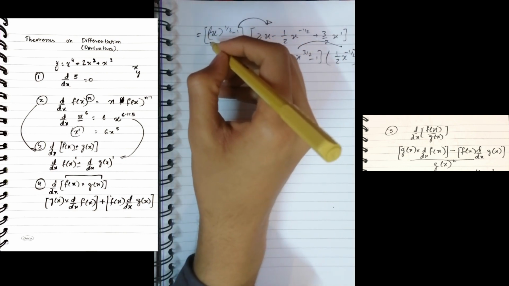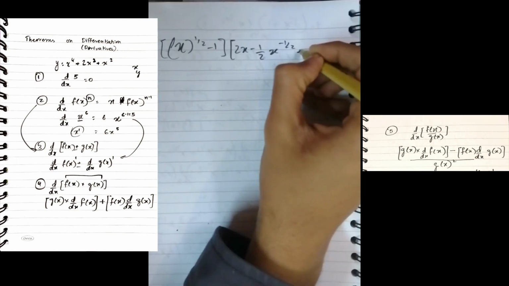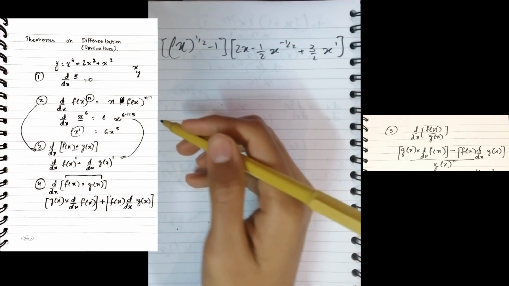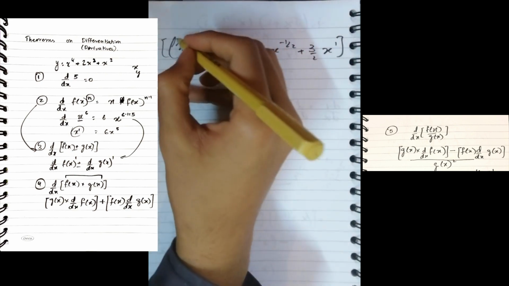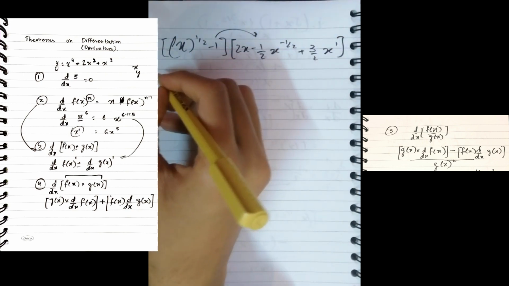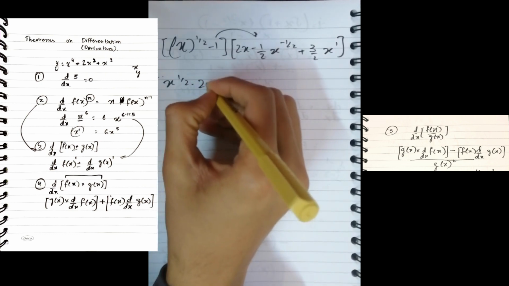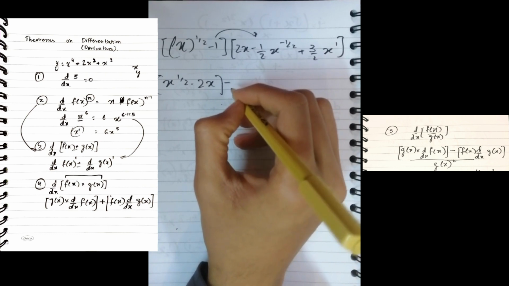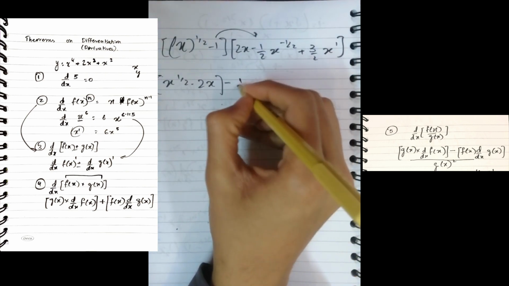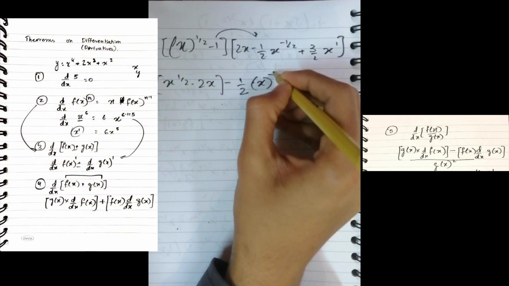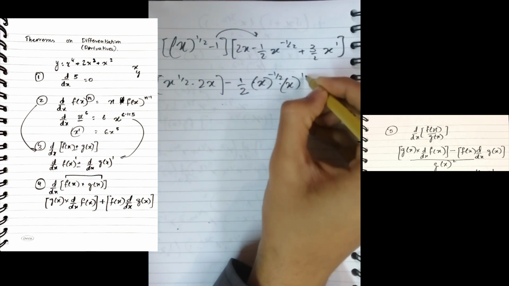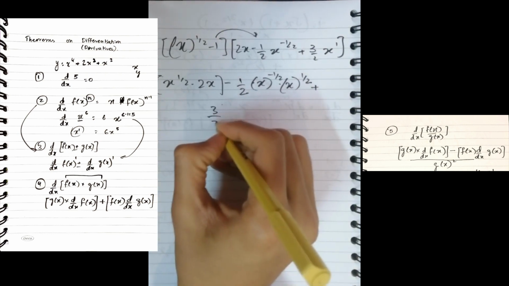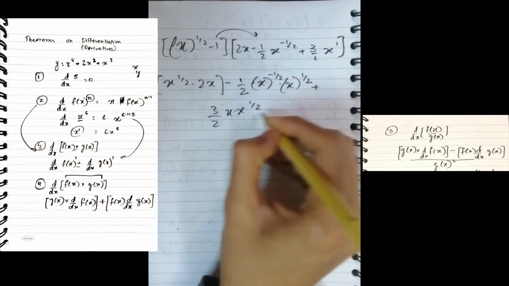2x times x^(1/2). Let's just multiply it on the rough page. Now you can actually solve this on the actual page, but it would take a lot of space over there, and I am more comfortable on the rough side, so that's nice. x^(1/2) times 2x, this is the first term, minus 1/2 times x^(-1/2) times x^(1/2), plus 3/2 x times x^(1/2).